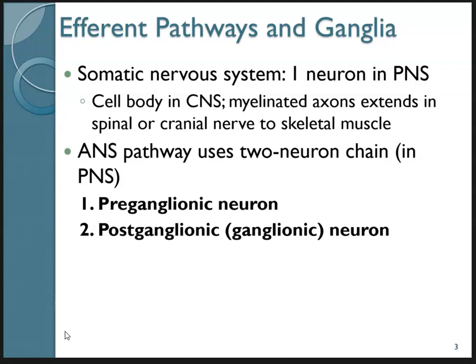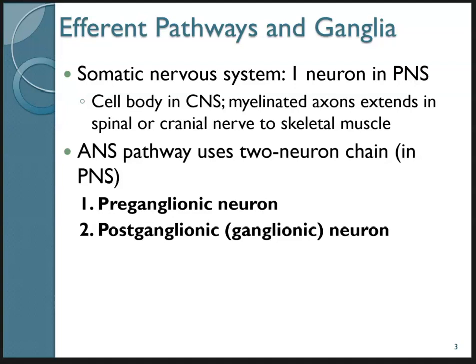So again, a difference in the autonomic nervous system is that the preganglionic neurons are lightly myelinated, while the postganglionic neurons are unmyelinated, and these will extend out into the effector organ, right? We will elaborate on this with the separation of the sympathetic and parasympathetic as well.